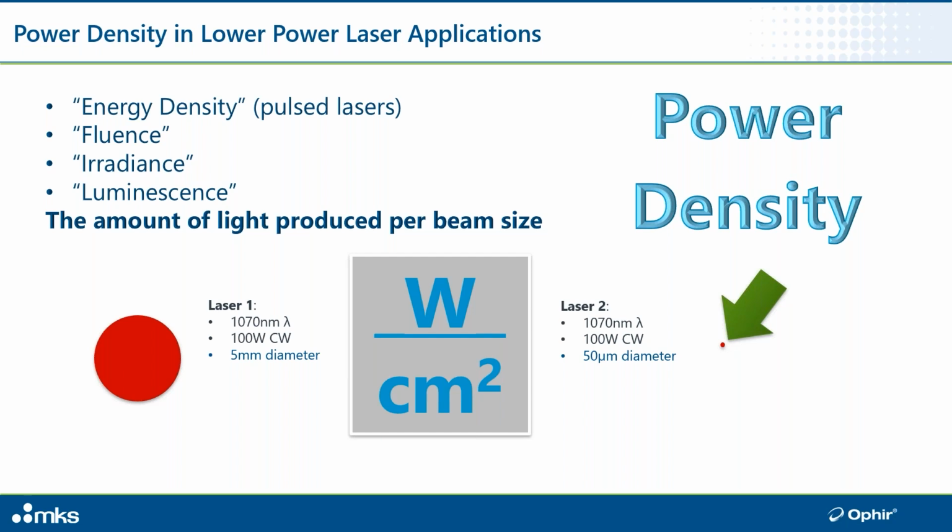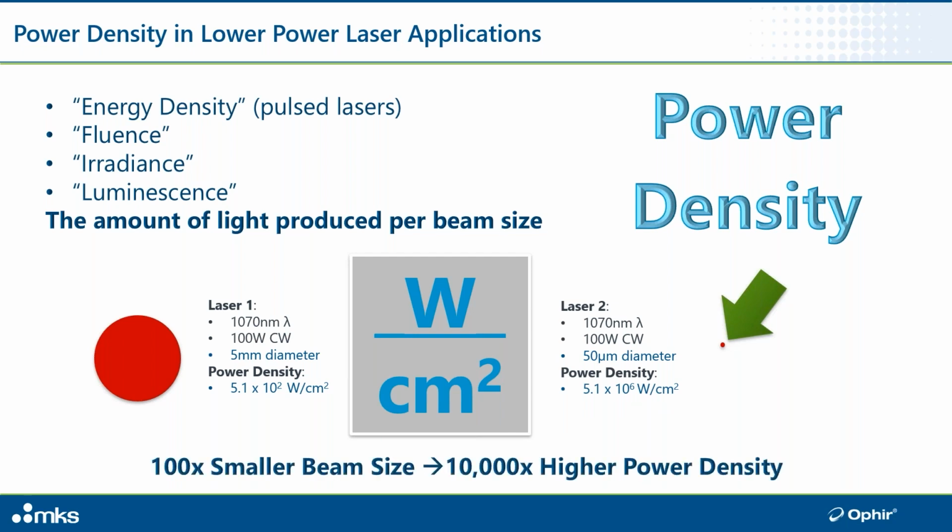On laser number two, you've got a 50 micron spot size, so a much smaller beam size being applied. Same laser power, same 100 watts, so how does that affect the power density? On laser number one, you've got a power density of 5.1 times 10 to the second watts per centimeter squared. On laser number two, you've got 5.1 times 10 to the sixth watts per centimeter squared. So basically the bottom line is, a 100 times smaller beam yields a power density that's 10,000 times higher. That's why it's very important.